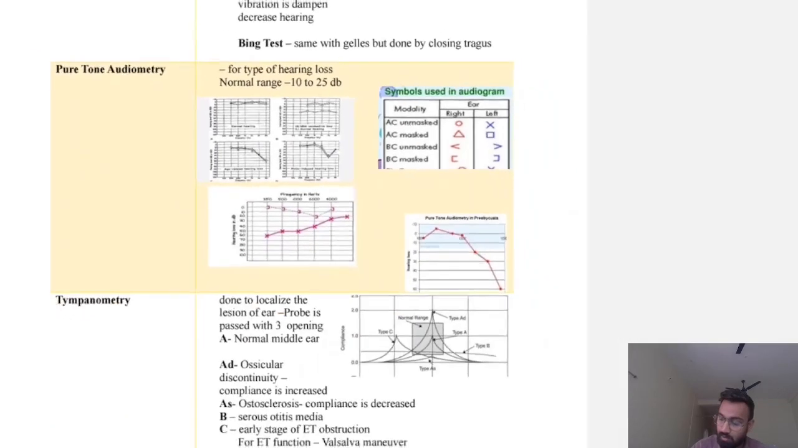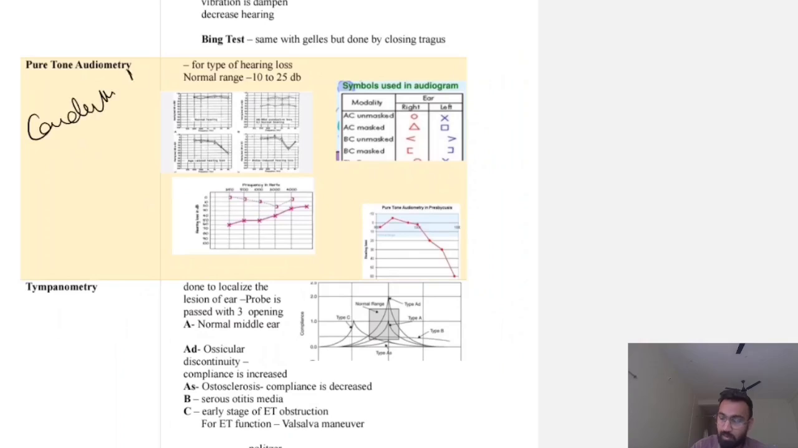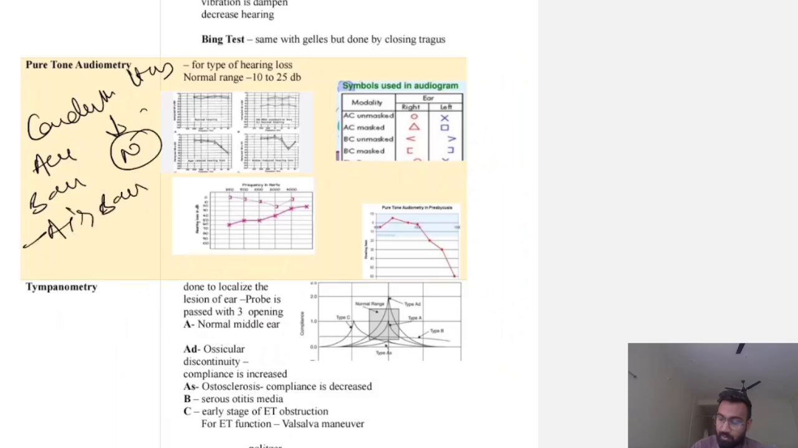So in conductive hearing loss, air conduction decreases, bone conduction is normal. So there is an air bone gap defect. Air bone gap is present. So this is conductive hearing loss.